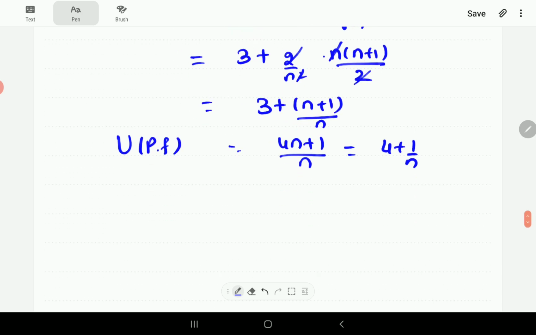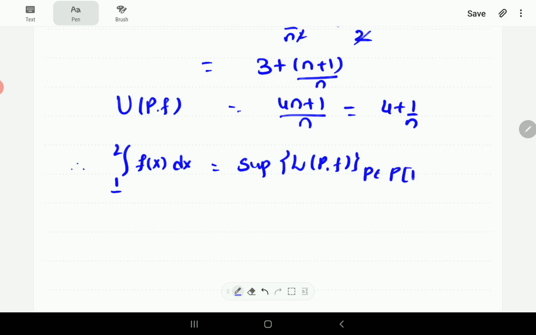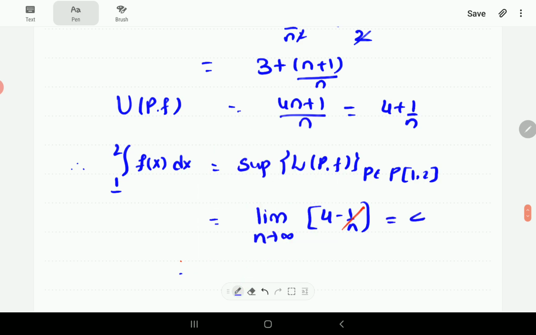Now we have got the lower and upper Darboux sum. Let us consider the lower and upper integral. So the lower integral from 1 to 2 of f of x dx is equal to the supremum of the lower Darboux sum over the partition P from 1 to 2. This is equal to the limit as n tends to infinity of the lower Darboux sum, which is 4 minus 1 by n. As n tends to infinity, this tends to 0. So here we are left with 4.